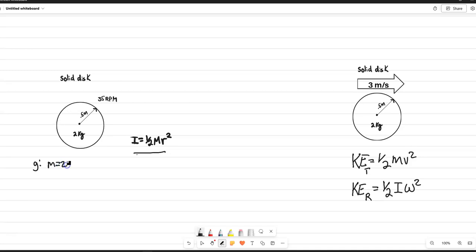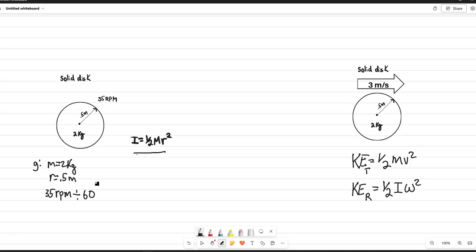The mass is going to be 2 kilograms. Radius is going to be 0.5 meters. And we have 35 RPM, and we're going to convert that to a frequency. I told you in class that we can do that by dividing by 60. You can go look at your notes and see how the units cancel out.